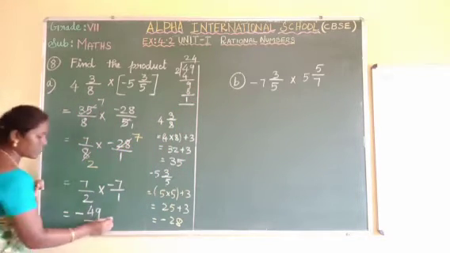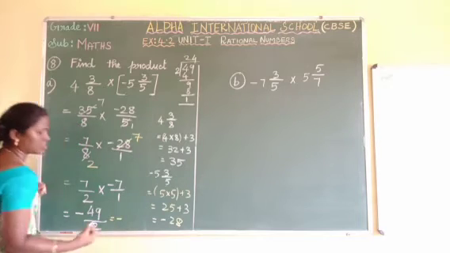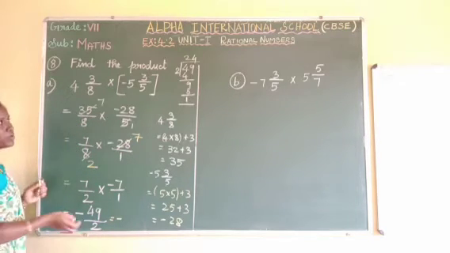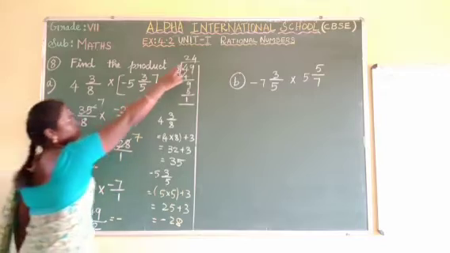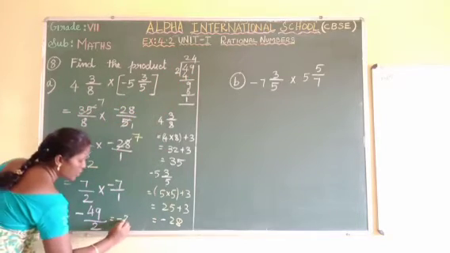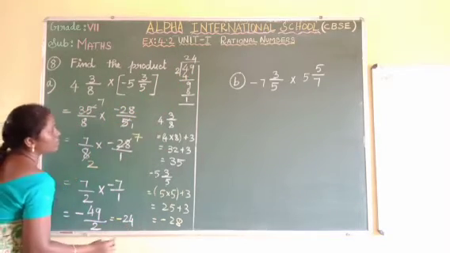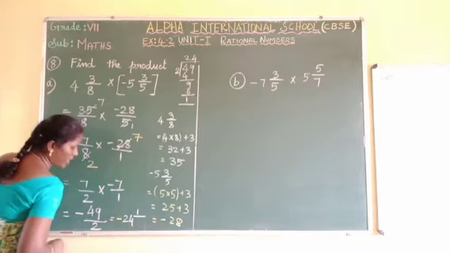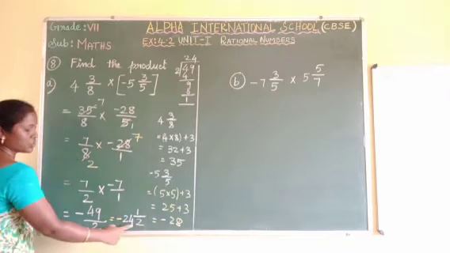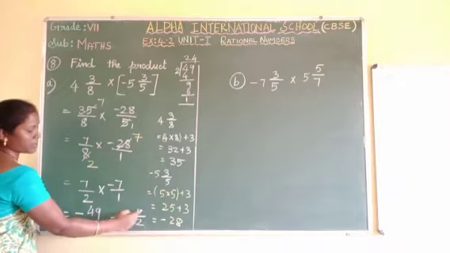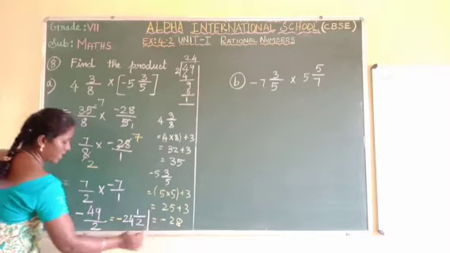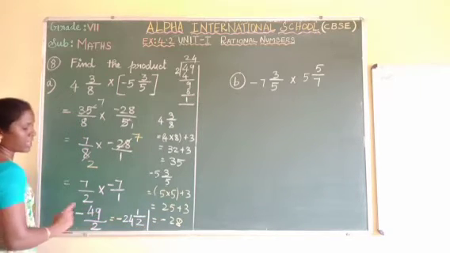So how to write in the mixed fraction? The minus symbol is there. So minus, we take the quotient, minus 24, and the remainder, what is the remainder? 1, so 1 by 2. See, 24 into 2 is 48, 48 plus 1 is 49. So we got the answer minus 49 by 2.